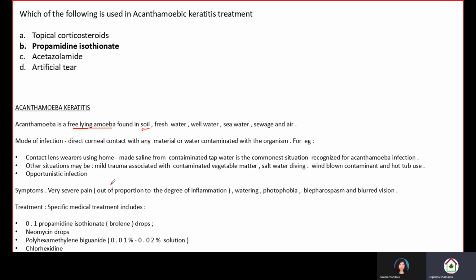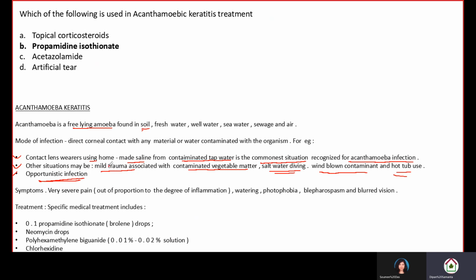Contact lens wearers using homemade saline from contaminated tap water is the commonest situation recognized for acanthamoeba infection. Other situations may be mild trauma associated with vegetables, saltwater diving in the sea, wind-blown contaminants, or hot tub use. It can also occur as an opportunistic infection.